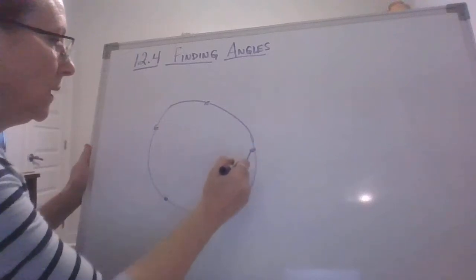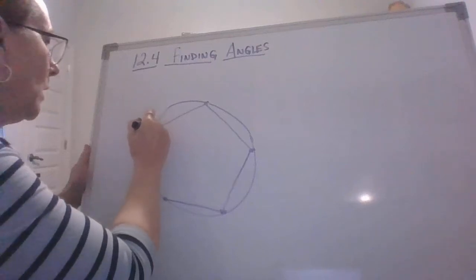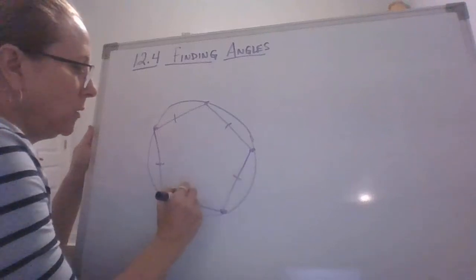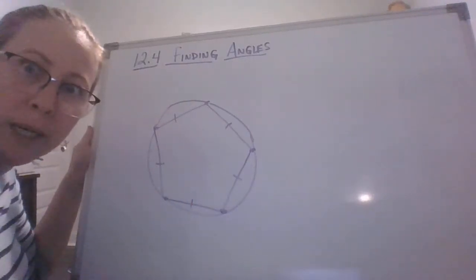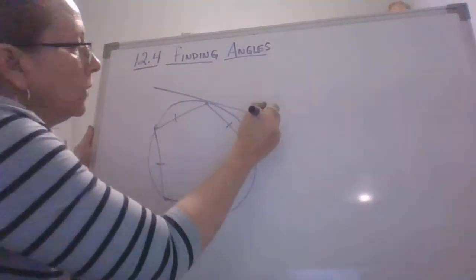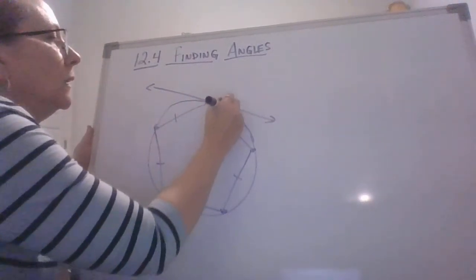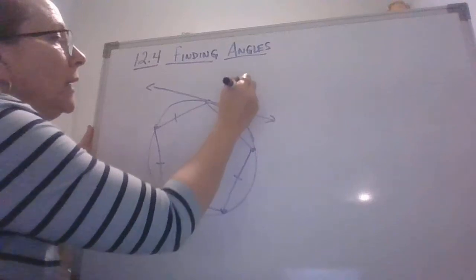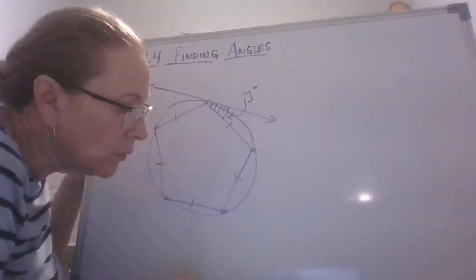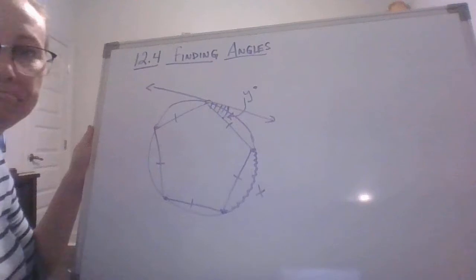Now, I may not have done a great job of getting a regular pentagon, but that's okay because we can make it have equal sides by just doing that. And we don't have to rely on my drawing skills, thank goodness. Now, we also have in this picture a tangent going through one of the vertices, and they're asking for angle y here, this angle, okay? And they're asking for arc x out here.